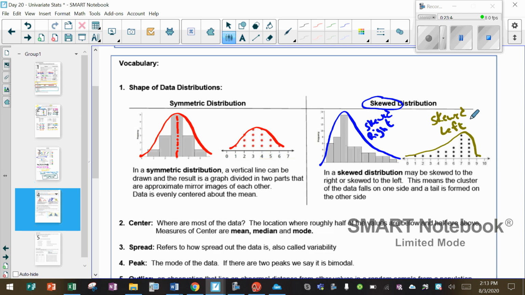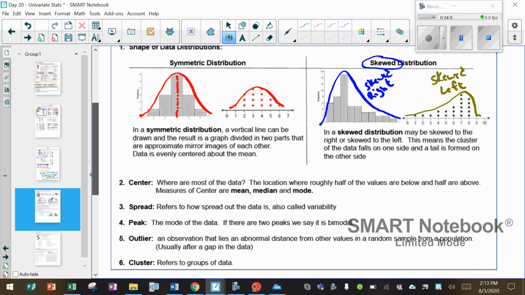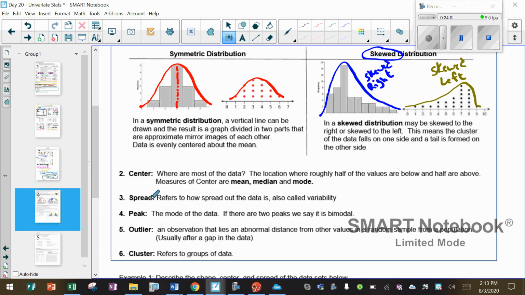So whichever way it's pulled or extended, that's the skew. The blue one is skewed right because it's pulled to the right. And the greenish one is skewed left because it's pulled or stretched to the left. When you have distributions like this, you can talk about the measures of center, the spread, the peaks, outliers, or clusters. So mean, median, or mode, those are located in slightly different positions in these graphs.